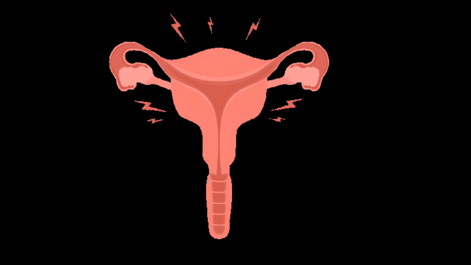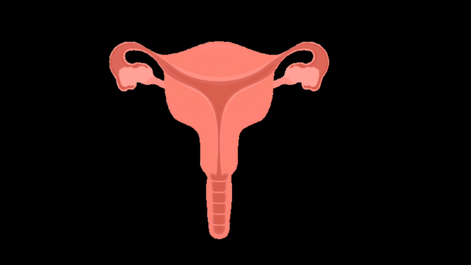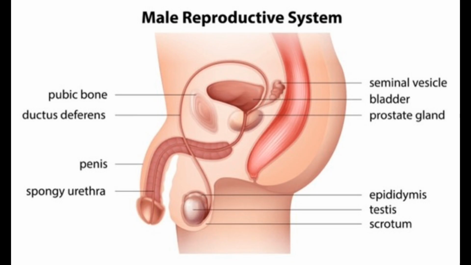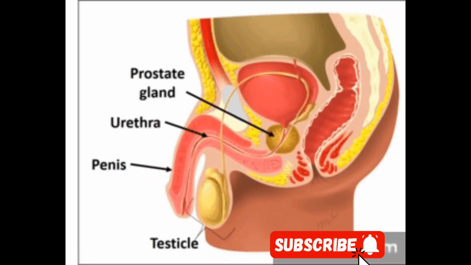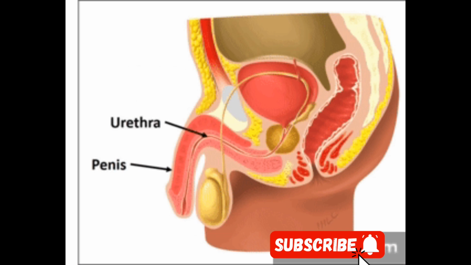This is another graphical presentation of the ovaries. You can easily see and remember the exact location of the ovaries. Now the testes. It is a main reproductive system graphical presentation in which you can see the testes, scrotum, epididymis, urethra, penis, pubic bone, ductus deferens, seminal vesicle, bladder, and prostate. The testes secrete a hormone called testosterone.